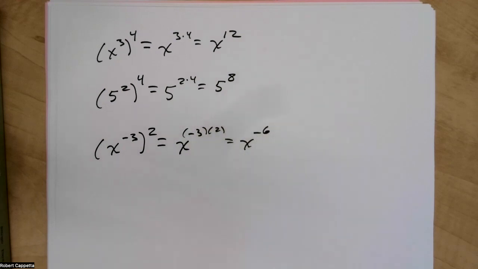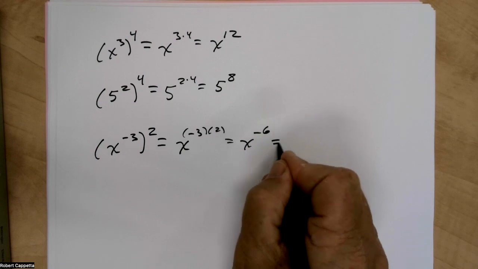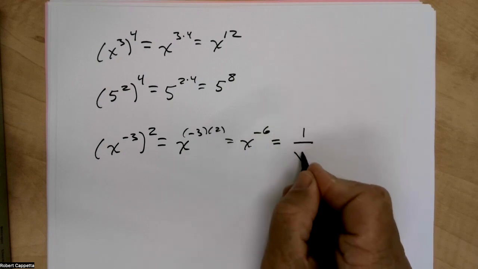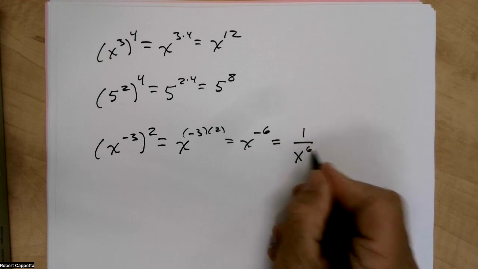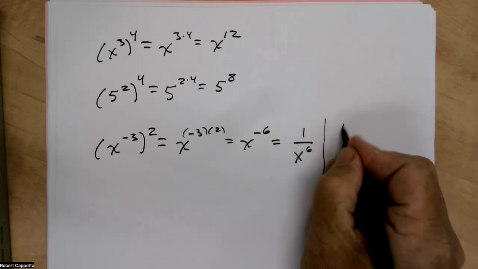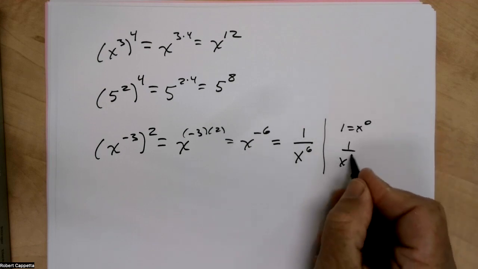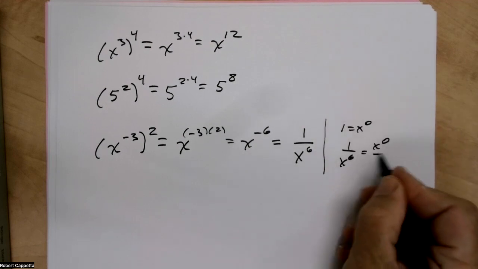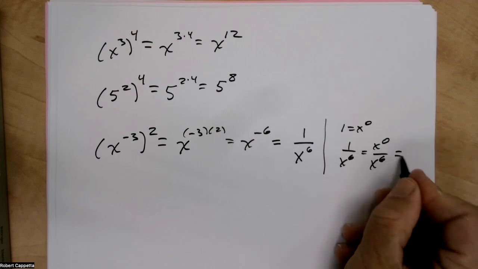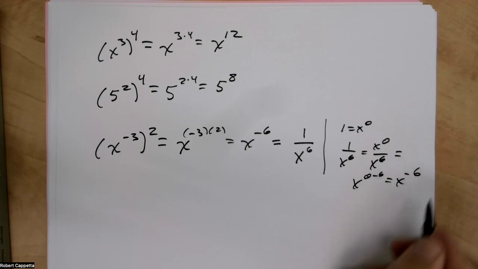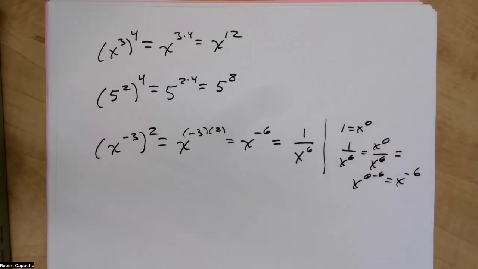And we don't typically like negative exponents in our answer. So we're going to rewrite this. X to the negative 6 means 1 over x to the 6th. If you're not really convinced of that, you know 1 equals x to the 0, right? So 1 over x to the 6th is x to the 0 over x to the 6th, which is x to the 0 minus 6, which is x to the negative 6, just to kind of convince you one more time that that's how that has to behave.